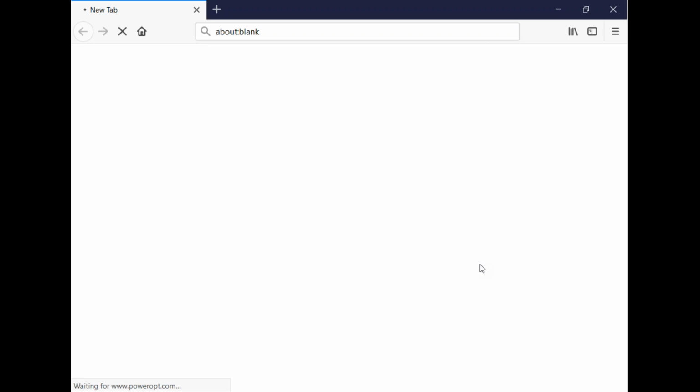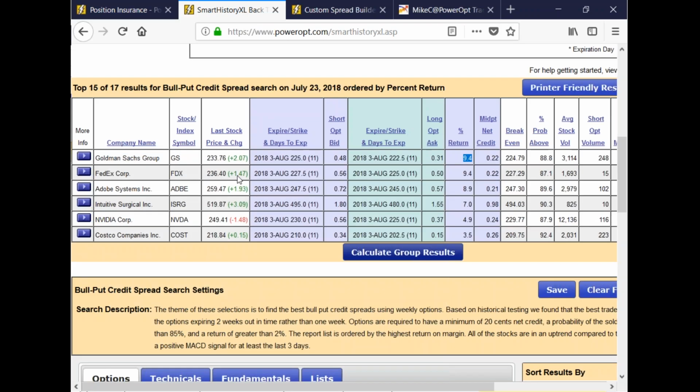What that allows me to do, of course, is if I had run this a year ago, on July 23rd, 2017, I would have seen 8, 9, 10 bull put spreads that match the criteria. And then hitting calculate group results would have shown me on August 2017 which ones would have been profitable. How do I use that?